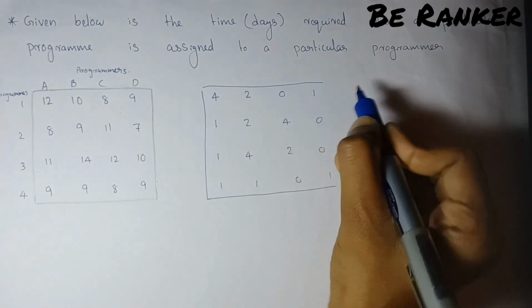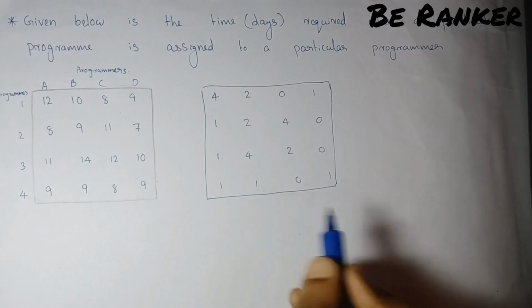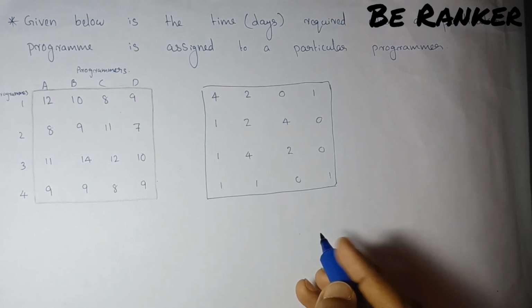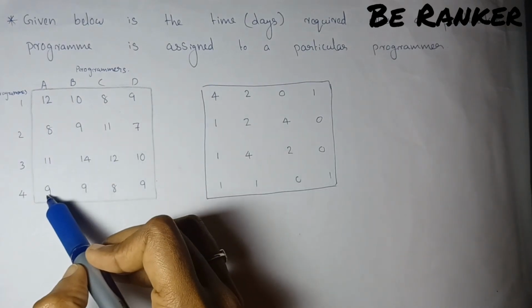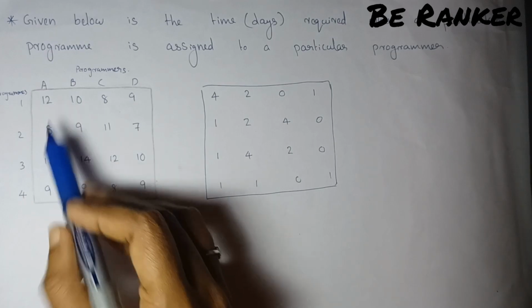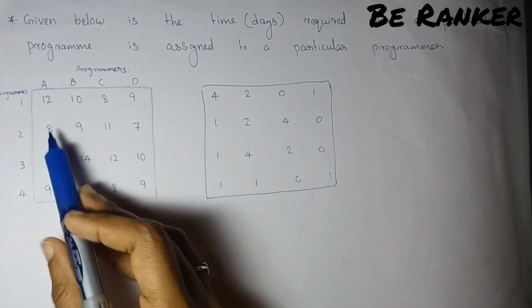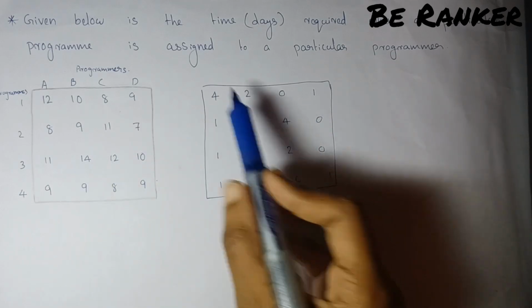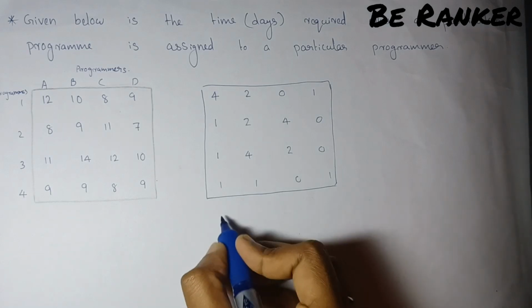In the second step, we repeat this for the columns. That is, we select the minimum value in each column and then subtract it from the other elements in that column. So, in the first column of this matrix, 1 is the minimum element, so I subtract it.